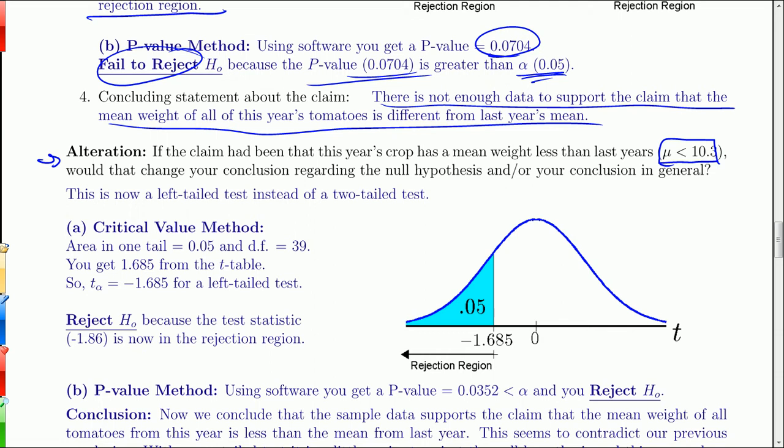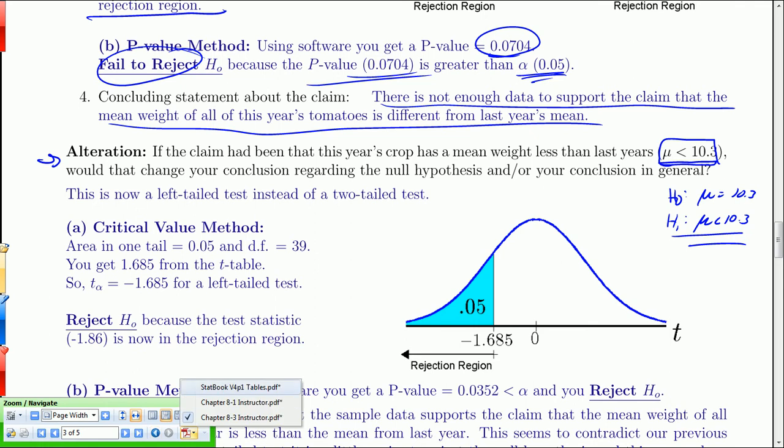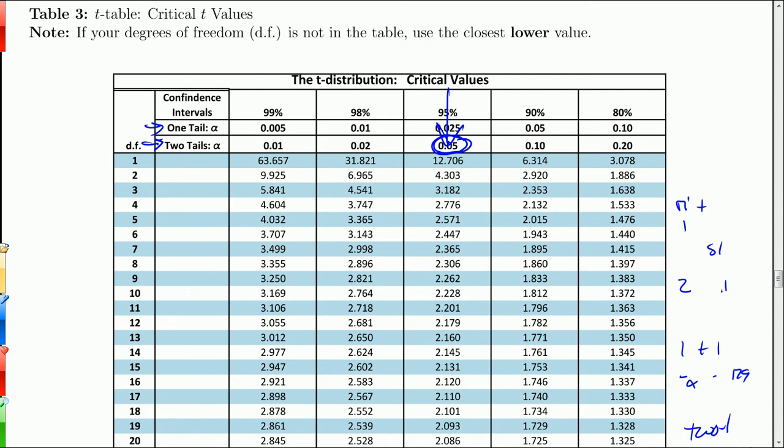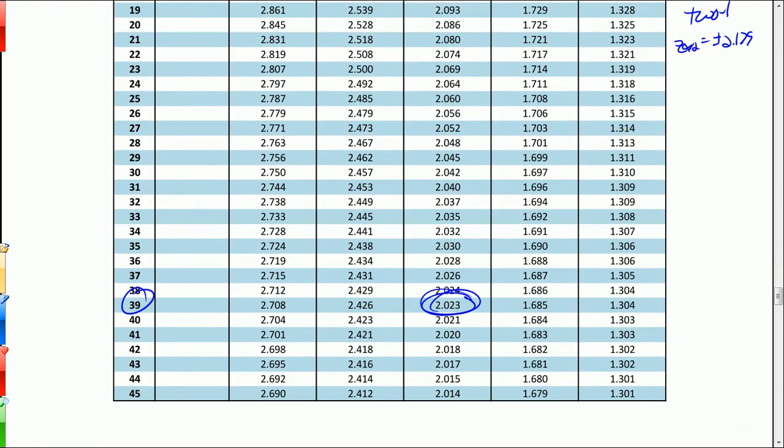So then this is my new claim, and my null hypothesis would be that mu equals 10.3, so that wouldn't change, but my alternate would be that mu is less than 10.3. What that does is change it from two-tailed to one-tailed, specifically a left-tailed test. When you look inside your t-table for your critical value, it's now a one-tail test at the 0.05 significance level, which is the second to last column, which means I have a critical value of 1.685 now.